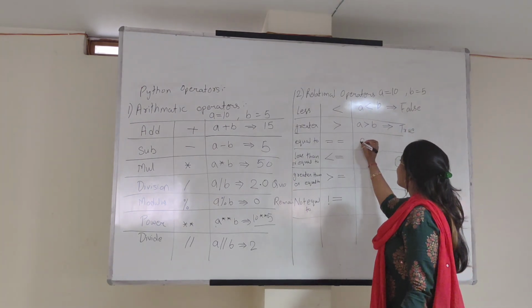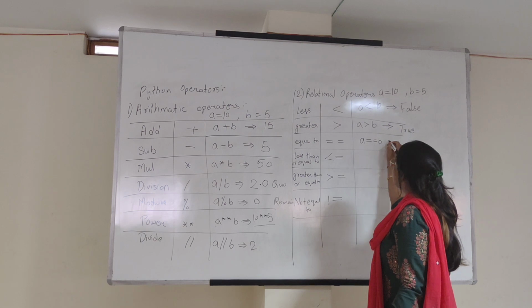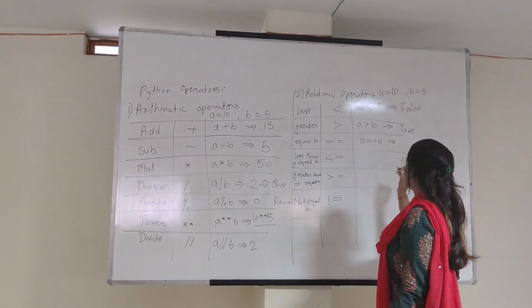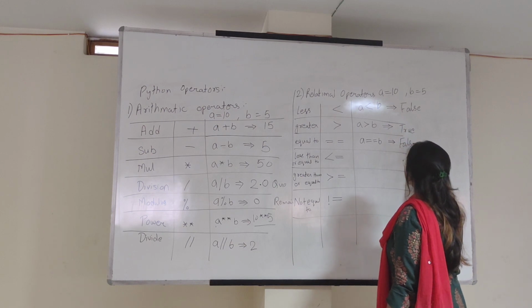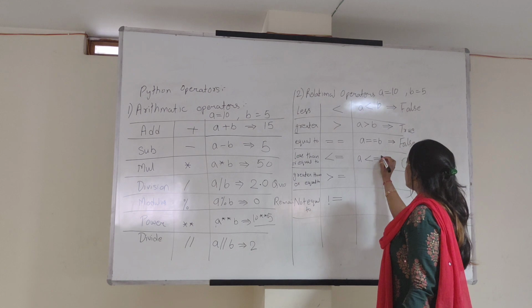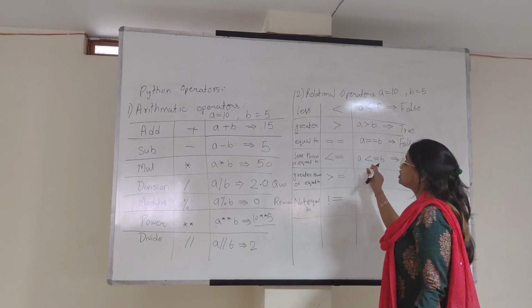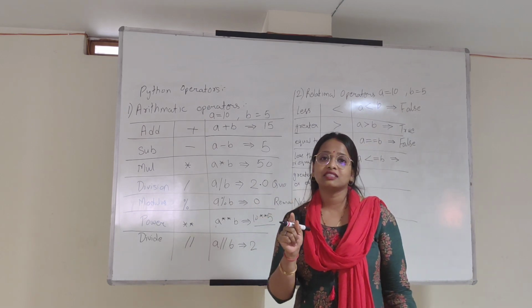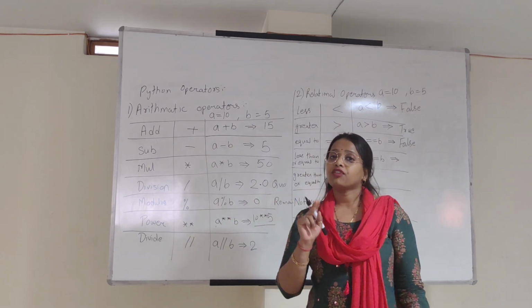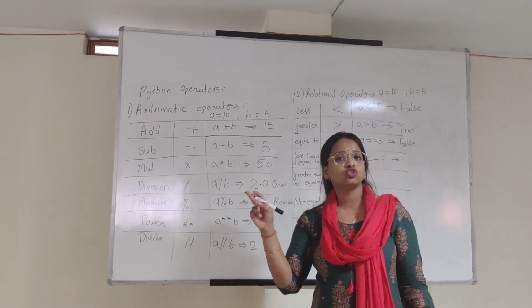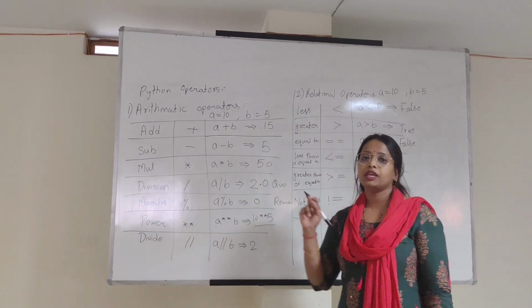The next is A equal to B. Is 10 equal to 5? No, so the answer will be false. The next is A is less than or equal to B. Here it checks for two conditions. First it checks less than, then equal to. If any of the conditions is true, then the answer will be true.